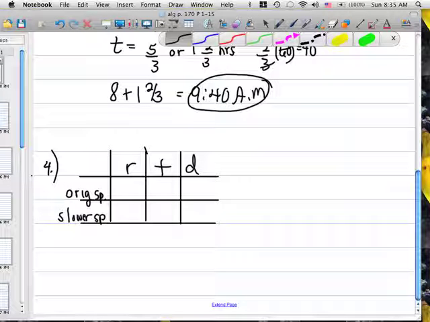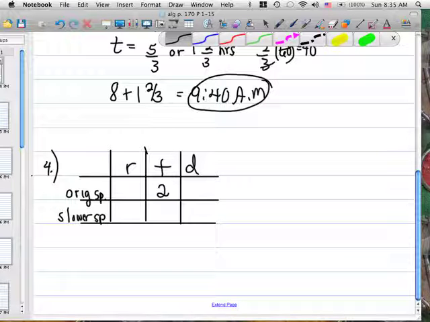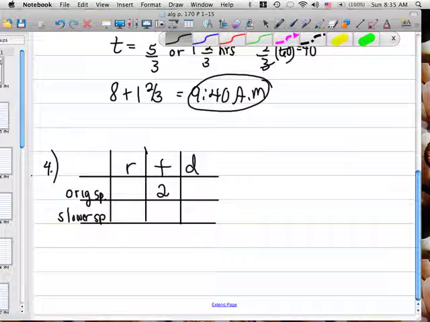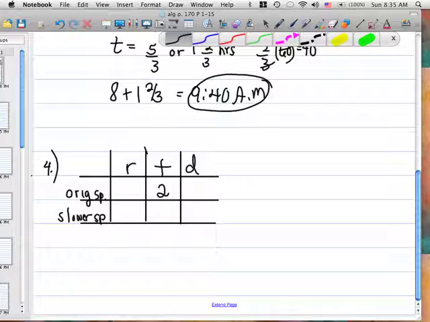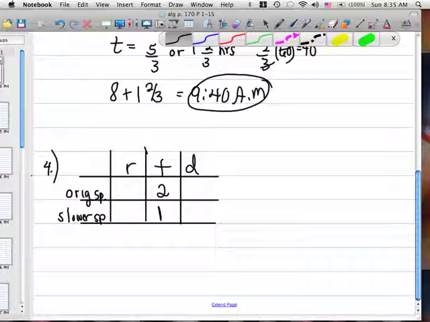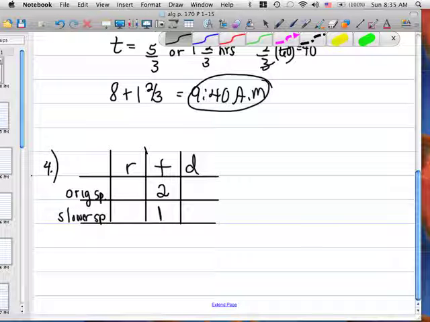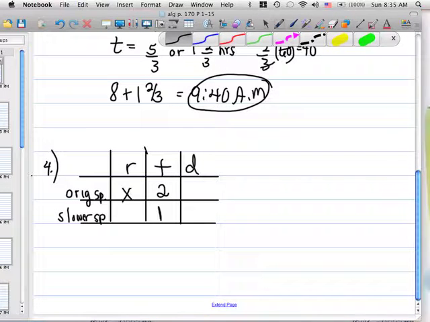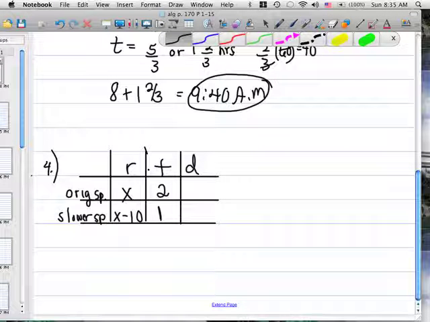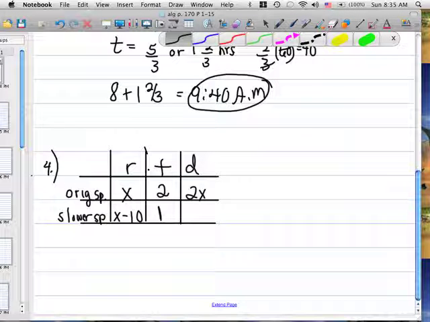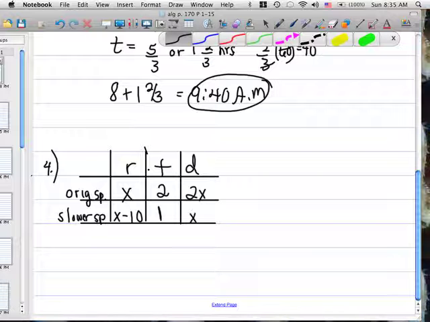And it says she had driven for 2 hours at a constant speed, so we know how long she drove at her original speed. It was 2. And when the road repairs came up, it reduced her speed by 10 miles per hour for the remaining 1 hour of her trip. So 1 hour she went at the slower speed. So how do we represent her rate? Well, it said it reduced her original speed by 10 miles. So if this is x, her slower speed is x minus 10. Multiplying out rate times time, we get 2x for the distance at the original speed. And distributing, 1 times x minus 10 is just x minus 10.